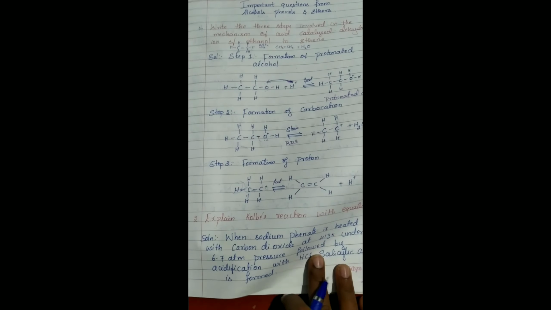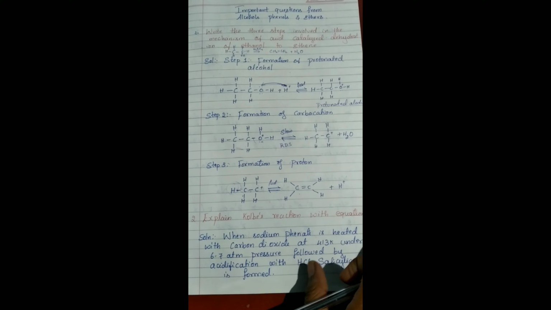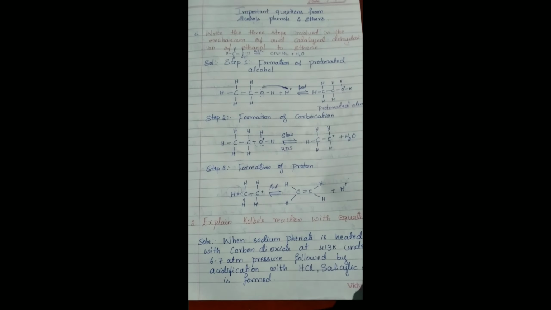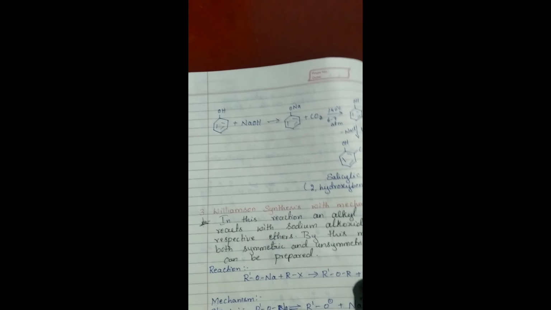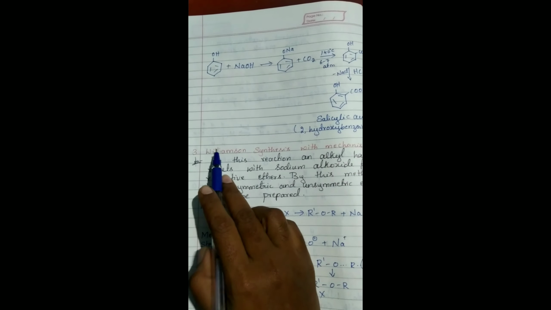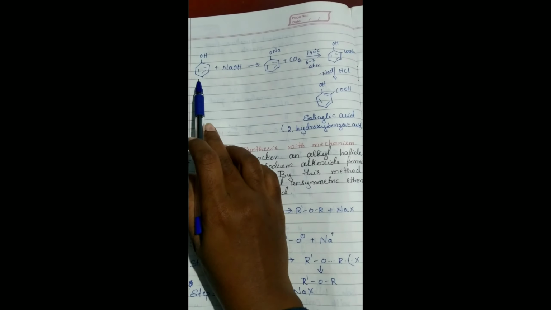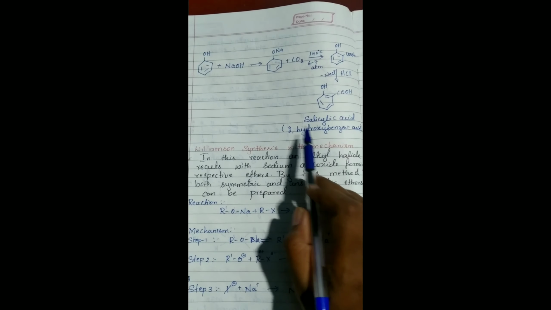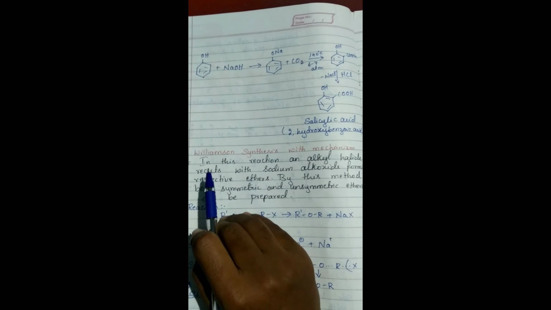The next question is Kolbe's reaction. Kolbe's reaction is also an important question from this lesson. Let's discuss the equation of Kolbe's reaction. Kolbe's reaction is a naming reaction of phenol in order to get salicylic acid. From phenols we get salicylic acid, and that naming reaction is known as Kolbe's reaction.